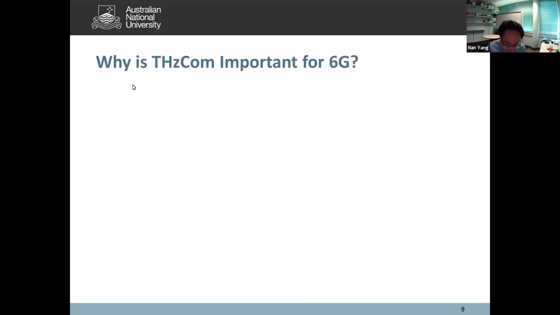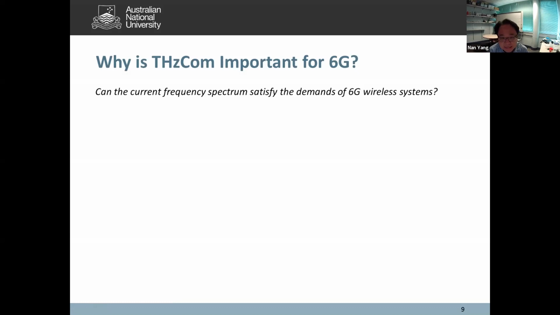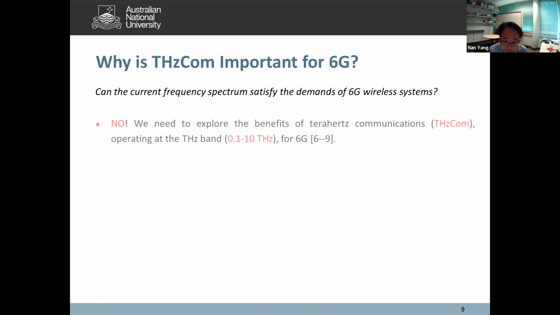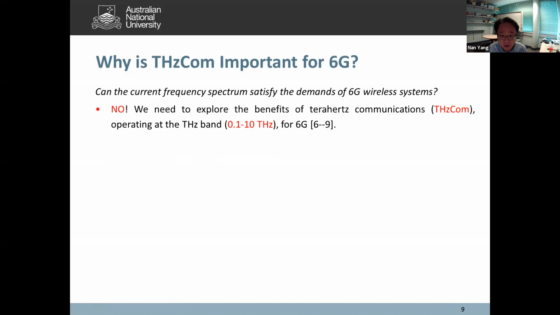So in terms of 6G, we have mentioned that 6G is a must. Then let's go back to the role played by Terahertz Com for 6G. So why is Terahertz communication important for 6G? The first and key question we want to ask here is, can the current frequency spectrum satisfy the demands of 6G wireless systems? And my answer is no. The current frequency spectrum is really hard pressed to satisfy the unprecedented performance metrics of 6G systems.